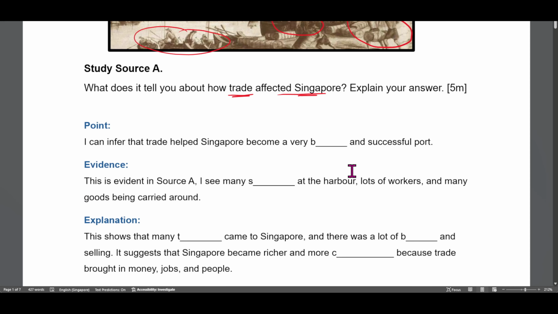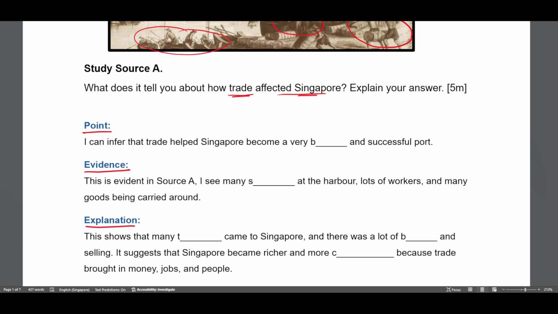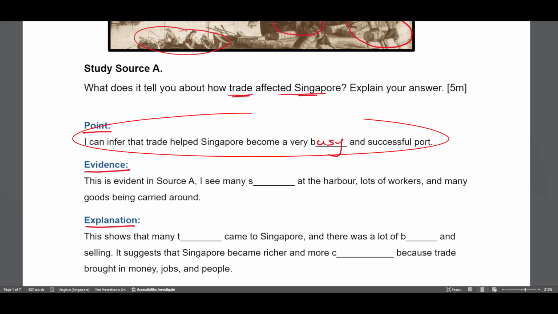You answer according to the P format. All right, P format means point, evidence from the source, and then you explain the evidence. So this is one way you can answer. I can infer that trade helped Singapore become, you can see many people here, right? So it must have been a very busy and successful port. Then after that, to support, this is your inference. Your main point here is your inference. Then now you must give evidence to support your inference.